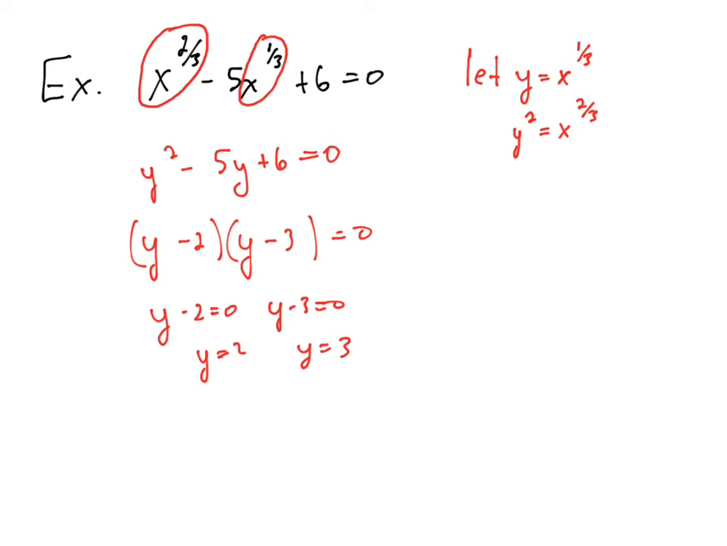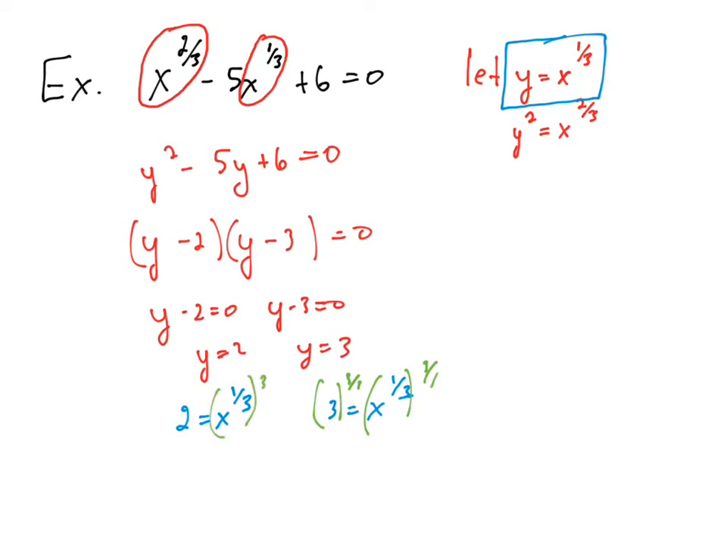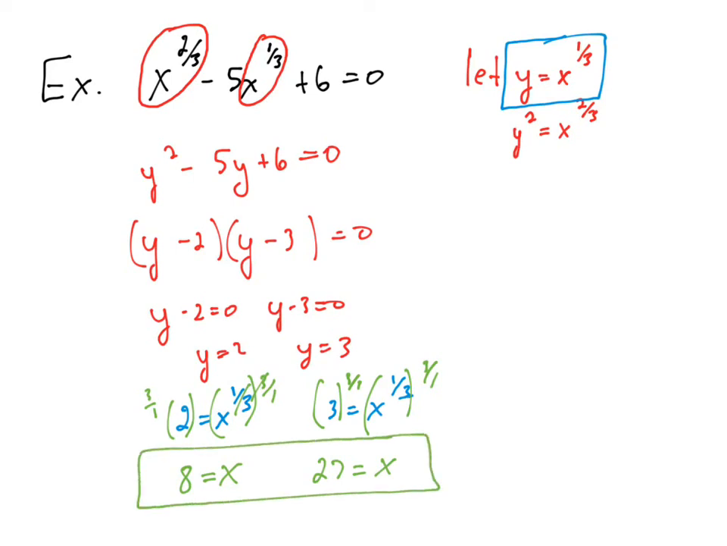So let's substitute back what y is actually equal to. So 2 is equal to x to the 1/3. 3 is equal to x to the 1/3. So raise both sides to the third power, or 3/1. And that'll eliminate the 1/3. So on the left side, we're going to have 2 to the third, which is 8. That'll be x. Those cancel. And then here we're going to have 3 to the third, which is 27. And that is equal to x. So there are our solutions.